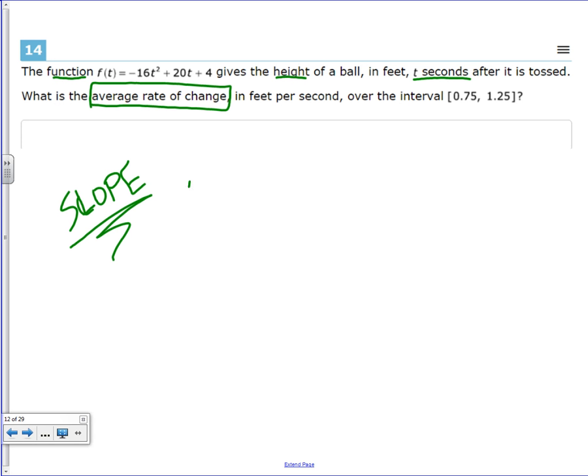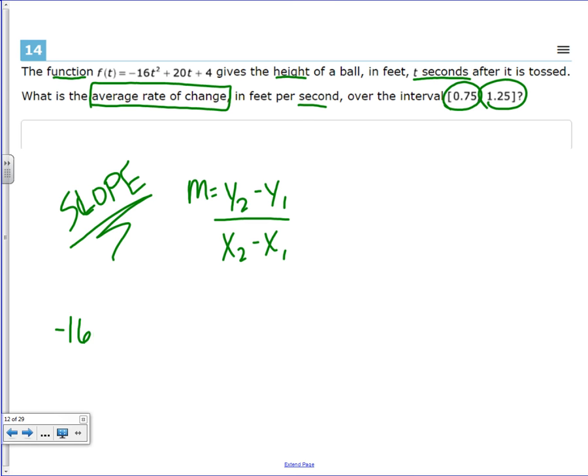You have a formula for slope. If you want to use this formula, you have to have 2 points. Well, they tell me the seconds right here. So I have to plug in those seconds to the function to figure out what the y would be. So let's plug in the first one. And you should do this on your calculator.